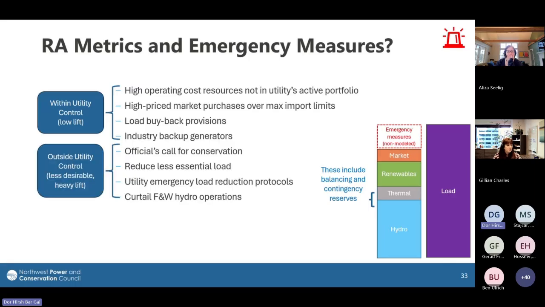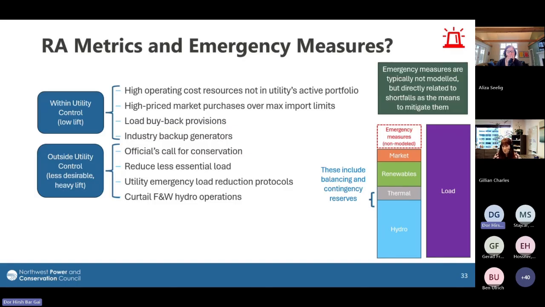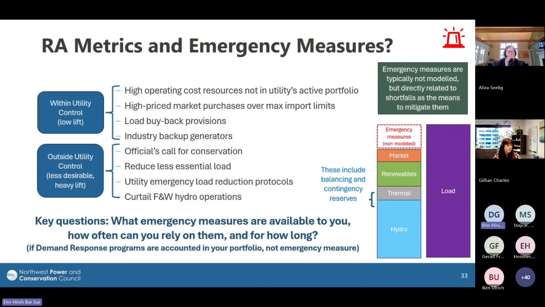These are separate from the heavy lift, the less desirable: when we call for conservation, we reduce load. These are emergency measures. And the idea is to connect RA metrics and the risk that we get from the statistics to understanding what emergency measures are available to you and how often. And so the frequency metric will tell you how often you would need to rely on one of these options, duration is how long you would need to rely on it, and magnitude is how much.